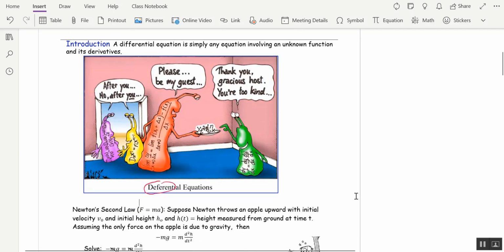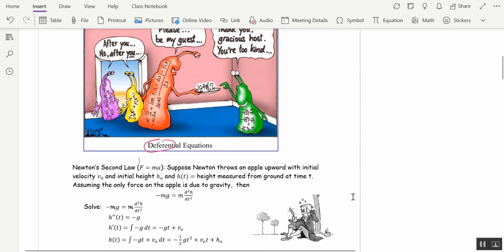Now I just want to assure you that you've been solving differential equations since you started taking calculus. Every time you integrate, you're solving a differential equation in a sense. A differential equation is simply an equation that has a derivative in it, and we know to undo derivatives, we integrate.